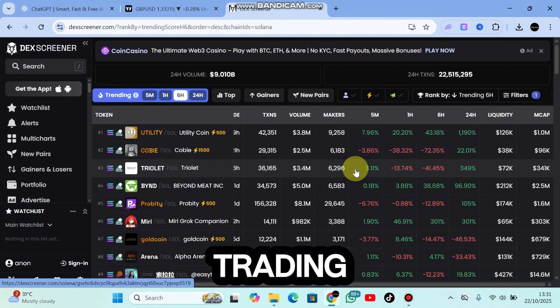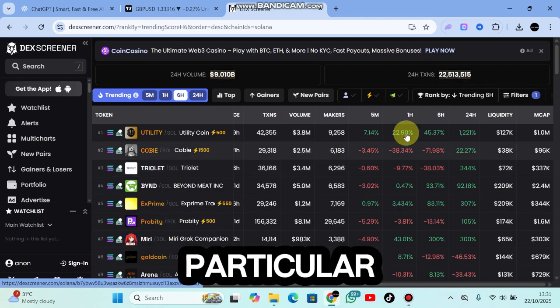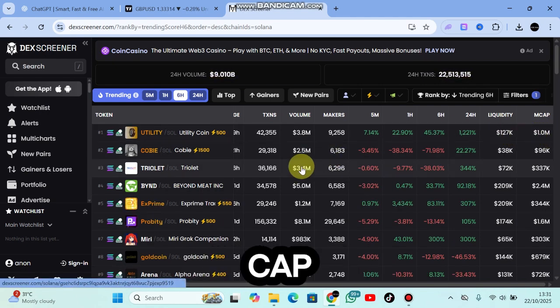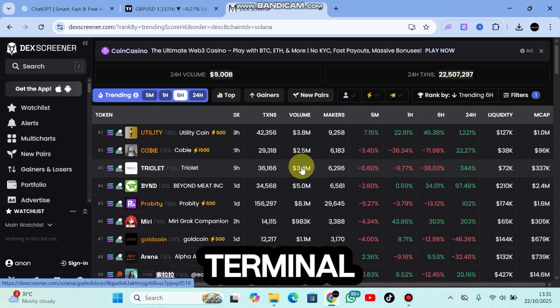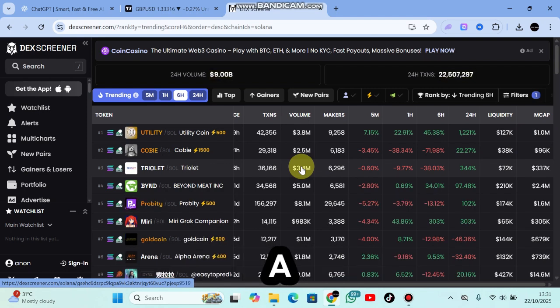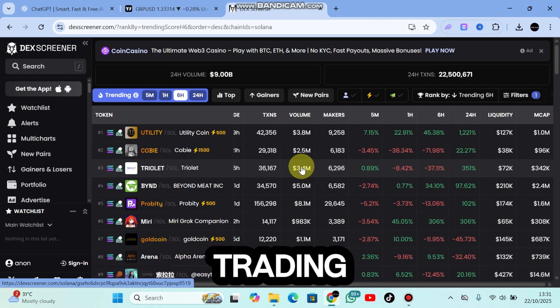Basically, I like trading coins that have a low market cap. This particular coin with a 1 million market cap, if it gains more traction and gets to 10 million market cap, that's like 10x for me, guys. So that's why I like trading coins with lower market cap.